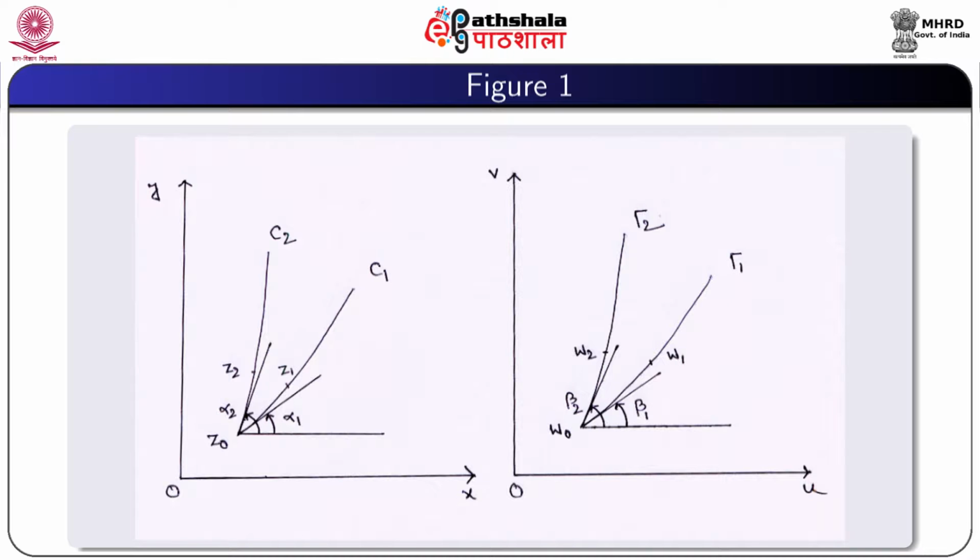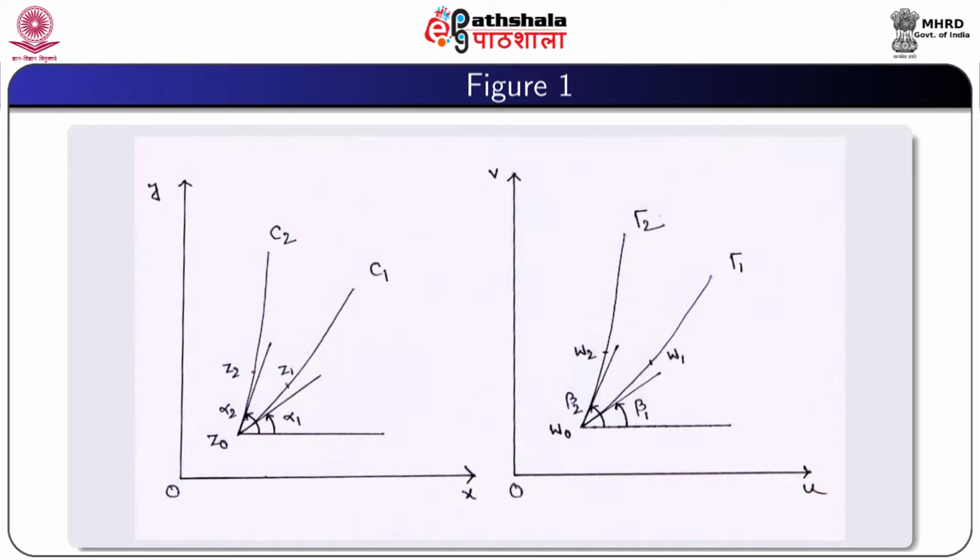So this is the figure. Here in the Z plane we take two continuous curves C1 and C2. The tangent at Z0 of C1 makes angle alpha 1 with the real axis, and the tangent at Z0 of the curve C2 makes angle alpha 2 with the positive real axis. We take W0, W1, W2 as the image points of Z0, Z1 and Z2 respectively, and gamma 1 and gamma 2 be the image curves of C1 and C2.